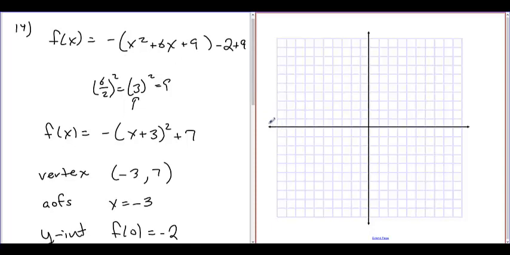Come over here to our graph, label it. And the vertex is at negative 3, 7. So 1, 2, 3, 1, 2, 3, 4, 5, 6, 7. So that's my vertex. Excuse me. My y-intercept is negative 2, which should be right here. My axis of symmetry would be x equals negative 3.